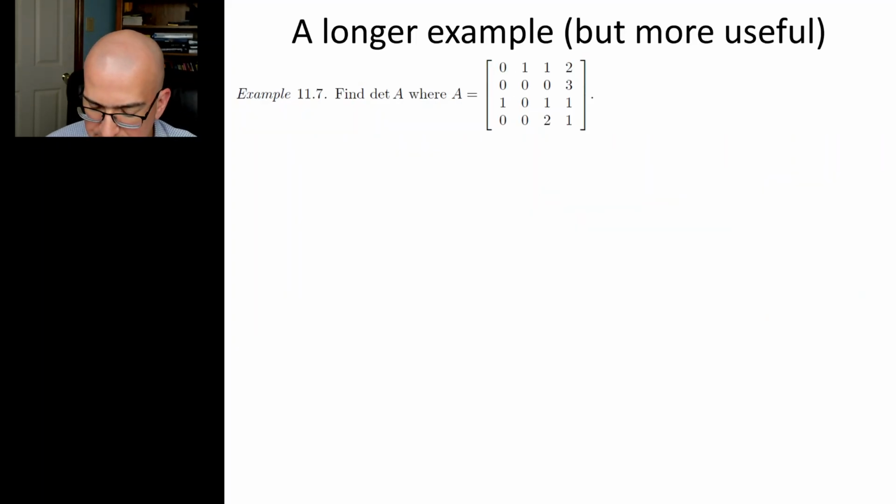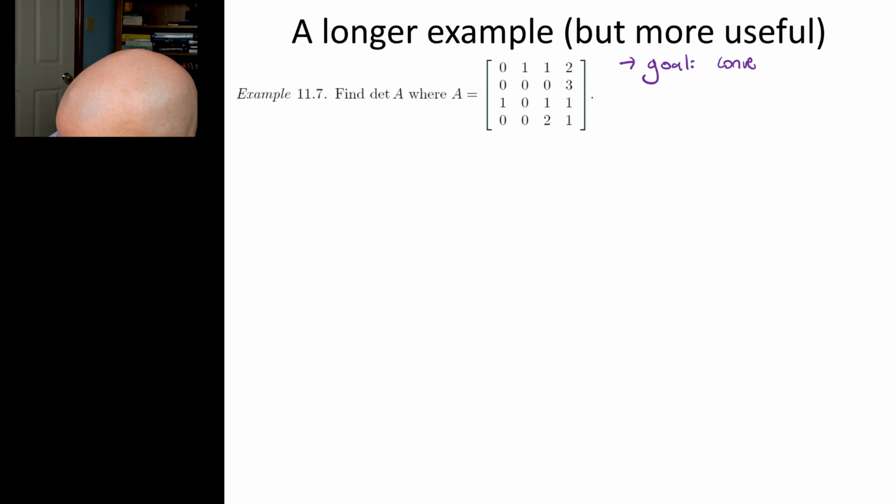Here's another one. This is another 4x4 matrix. There's lots of different rows or columns we could do a cofactor expansion along. So we do have relatively good options for doing this calculation, but none are as good as turning this into a triangular matrix. So goal, convert to triangular matrix.